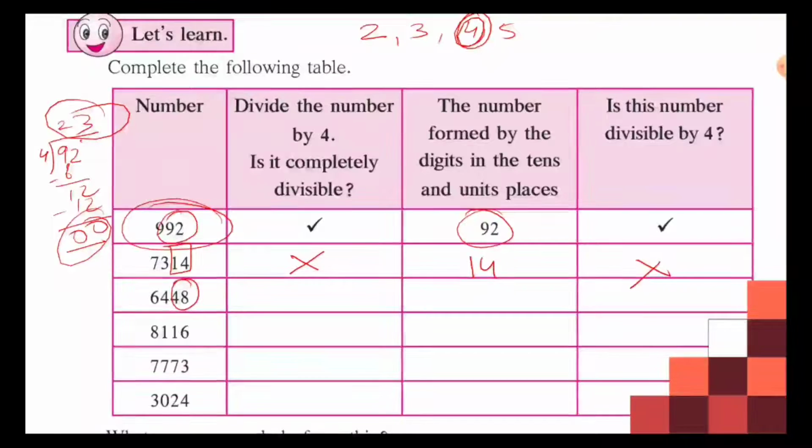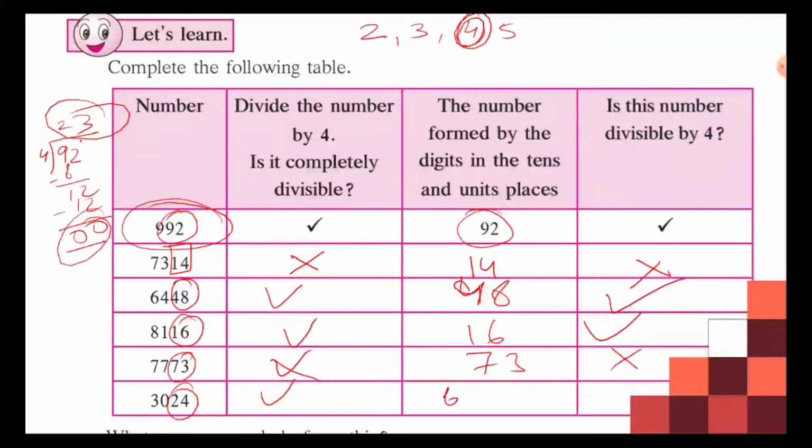Next is 48. Okay, so 4 12 is 48, so it is getting divisible. So if 48 is getting divisible, 6448 will also be divisible by 4. Okay, next is 16. Yes, 16 will also be divisible. 73 won't get divisible, so we will cancel it. 24 is coming, 6 4 are 24, so it will be divisible by 4. Okay, so this is how we finish the divisibility test for 4.